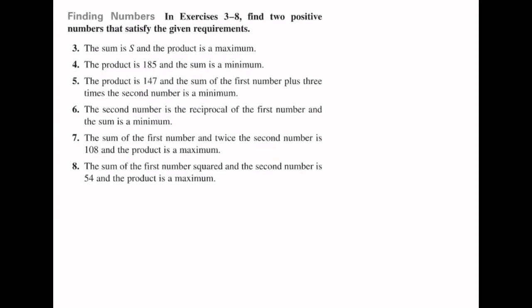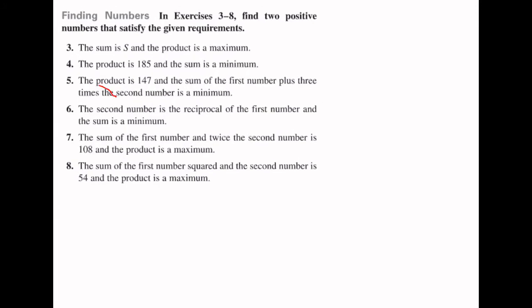So right now I think I'm going to select number 4. Okay, so let's try number 4. What we're trying to do is find two positive numbers that satisfy the given requirements. So we want two numbers whose product is 185 and the sum is a minimum. So since you're trying to minimize the sum, this is what we're going to be looking for the minimum of.